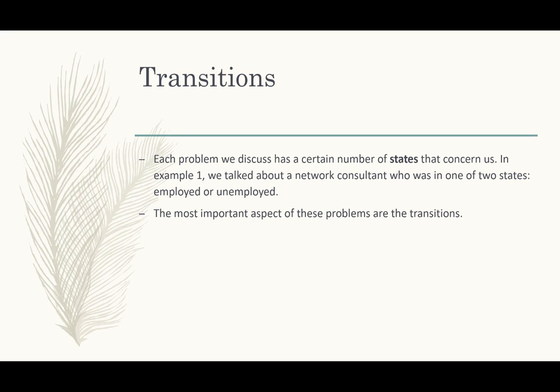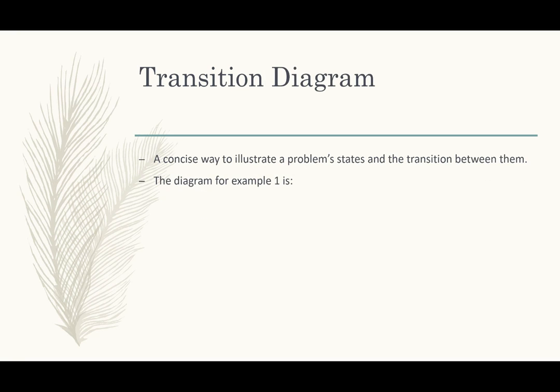Each problem we discuss has a certain number of states that concern us. In example 1, we talked about a network consultant who is in one of 2 states, either employed or unemployed. The most important thing we're interested in is the transitions, whether she's employed to employed again, employed to unemployed, or unemployed going to employed, or unemployed and staying unemployed. From week to week, the probability that she goes to a different state or remains in the same state is very important information that we need to have.